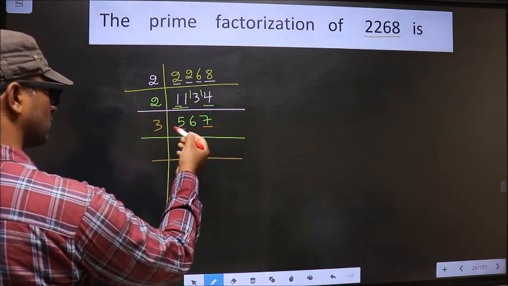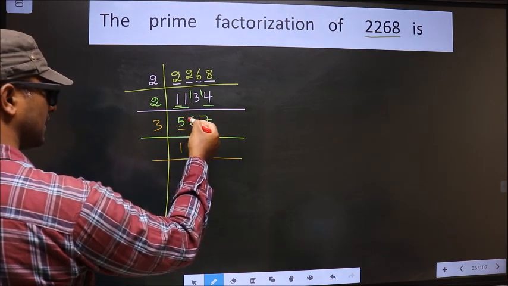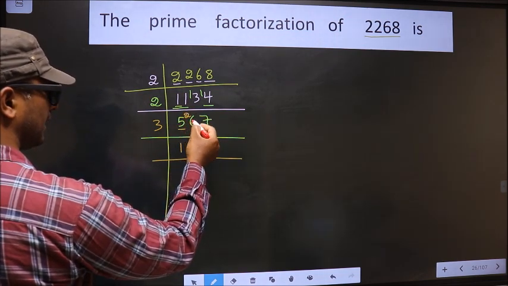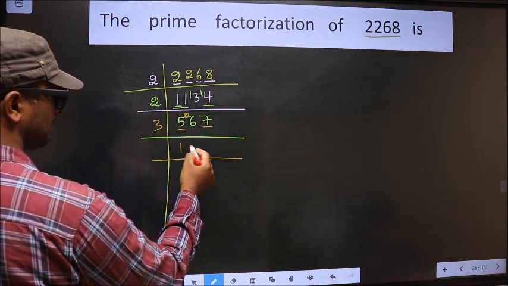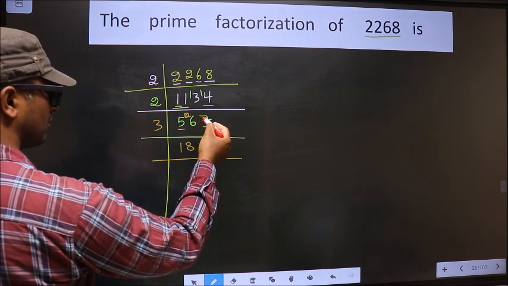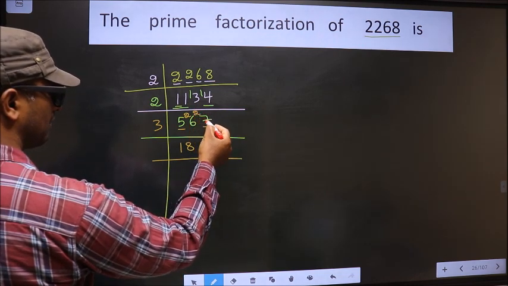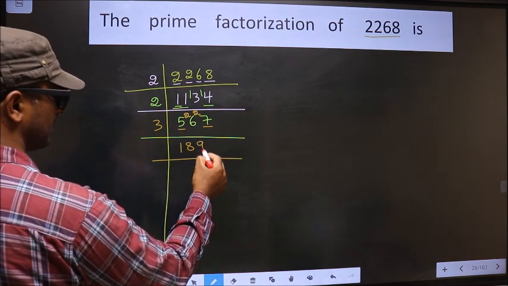A number close to 5 in 3 table is 3 ones 3. 5 minus 3 is 2, 2 carried forward making it 26. A number close to 26 in 3 table is 3 8's 24. 26 minus 24, 2, 2 carried forward making it 27. When do we get 27 in 3 table? 3 9's 27.